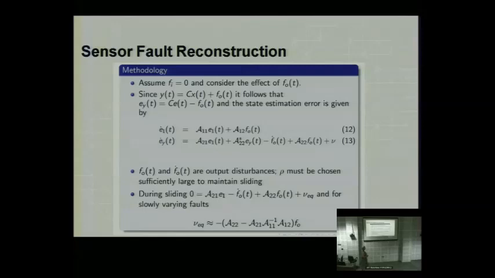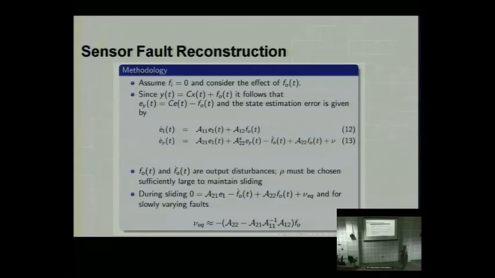So we need to have a fairly big switch if we know we're wanting to counteract the faults. Otherwise, what will happen is this won't be big enough to maintain a sliding motion, and any analysis we then want to do to try and reconstruct the fault will be even more inaccurate. There will be inaccuracies coming from the fact that the sliding mode is not reached. So there'll be this part here in there for a start, for example.